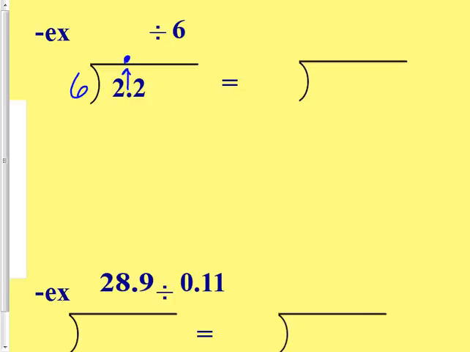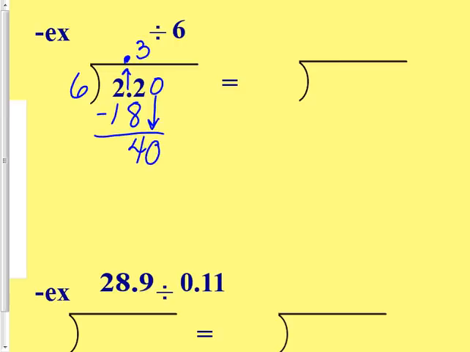6 will not go into 2. It goes into 22 3 times. 3 times 6 is 18. 22 minus 18 is 4. Check. Is 4 less than 6? Yes, it is. So I'm going to annex a 0 and bring it down.